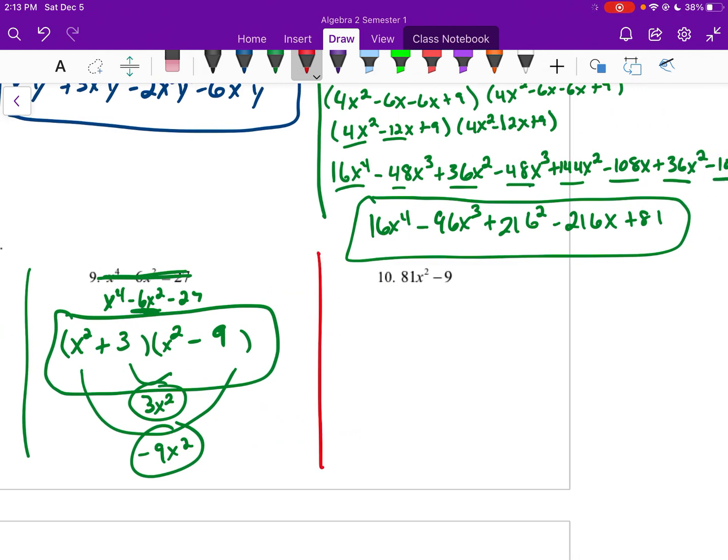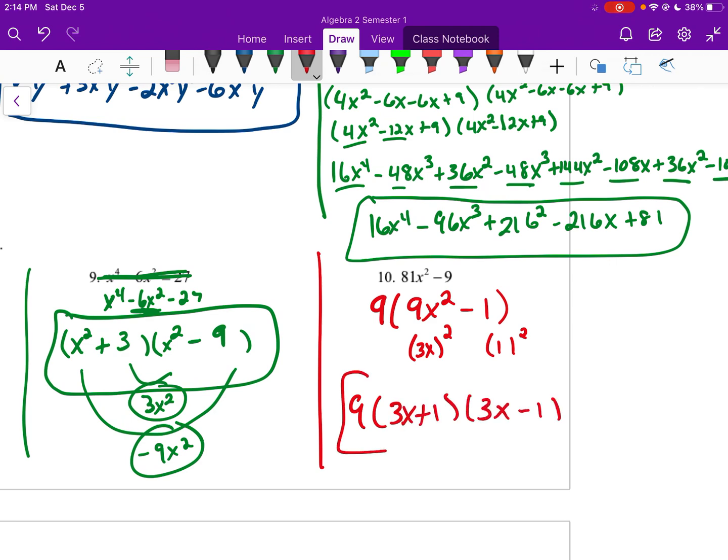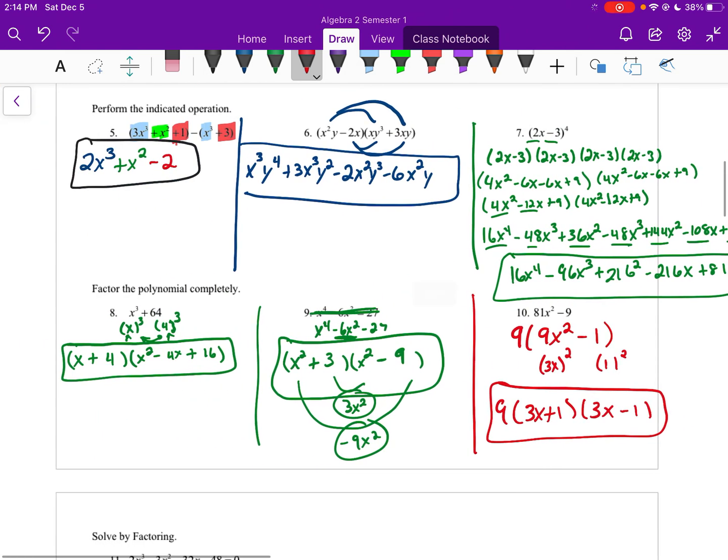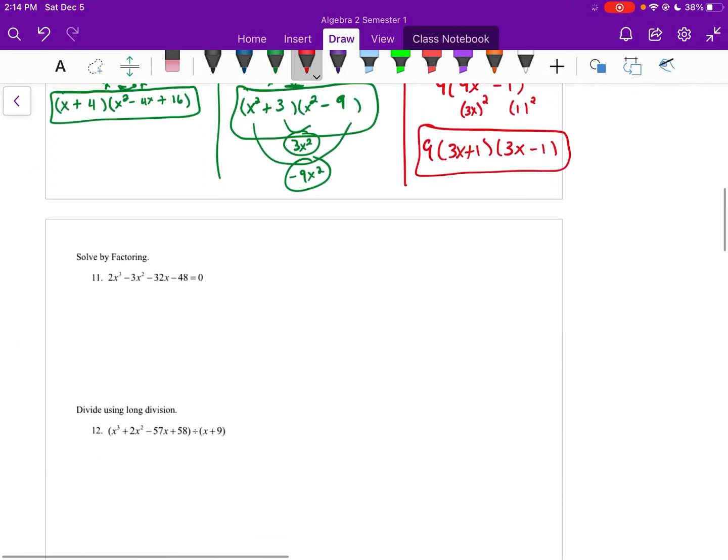All right, next one, 81x squared minus 9. We have a GCF in there, which is 9. So it would be 9 times x squared minus 1, taking out that 9. Then from there, I still have an x squared, so we need to factor that further if it's possible, and it is possible. It is a difference of squares. 1 squared is 1, 3x quantity squared is 9x squared, so 9 times 3x plus 1 and 3x minus 1. All right, there's factoring.